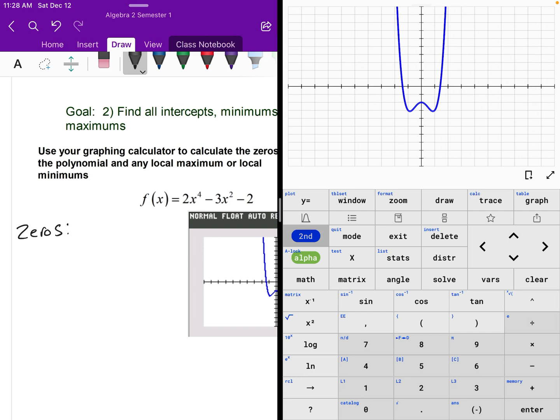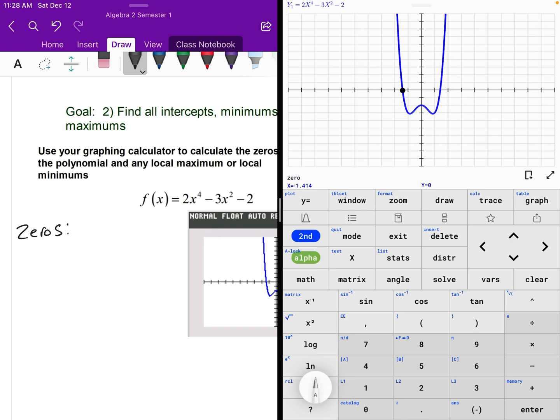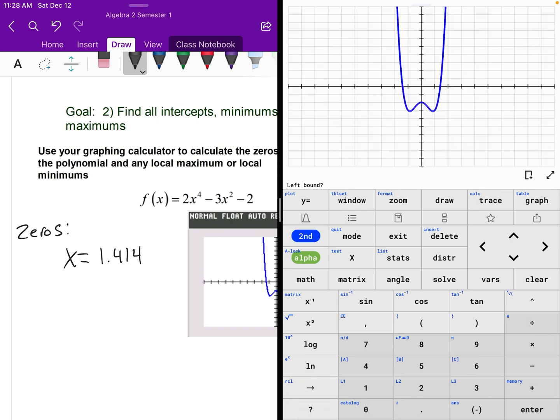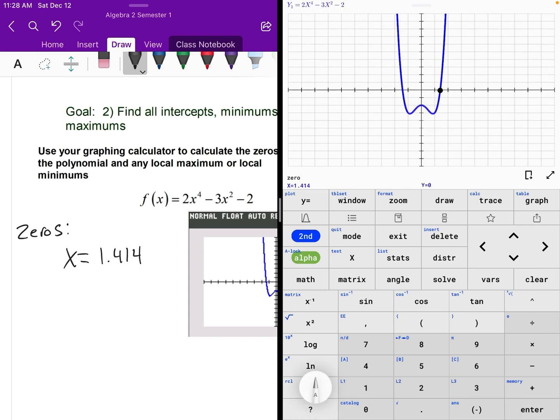Okay, second trace, we're finding a 0. And for this one, it looks like it goes between negative 2 and negative 1. So there's my left bound and my right bound. It hits that point. So again, x is equal to negative 1.414. Let's go ahead and find that next one, second trace, finding that 0. Looks like it goes between 1 and 2. 1.414. So the fact that those are both the same, it's looking like this is going to be a symmetrical graph. So probably look for that with our local max and mins as well.